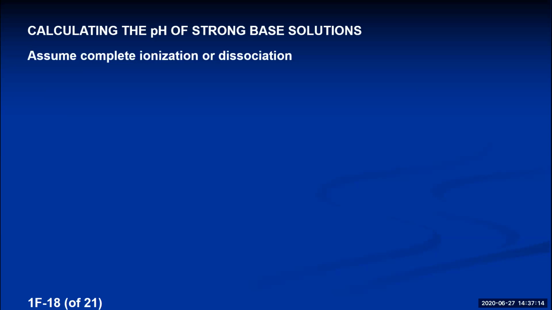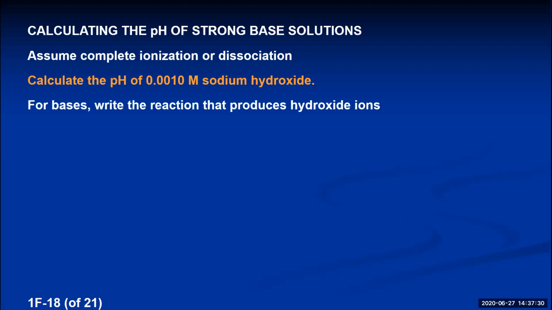So what's a strong base? We know alkali metal hydroxides and calcium, strontium, and barium hydroxides are strong. So let me pick one of those. Let's calculate the pH of 0.0010 molar sodium hydroxide solution, which is a strong base. So for bases, you have to write the reaction that produces hydroxide ions. When we had ammonia a moment ago, ammonia didn't have a hydroxide in its formula. So we write the reaction of ammonia plus water, and we have the hydrogen ion transferred from the water to the base, creating the hydroxide.